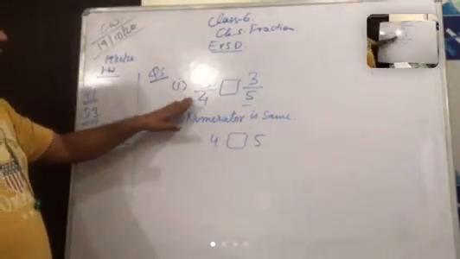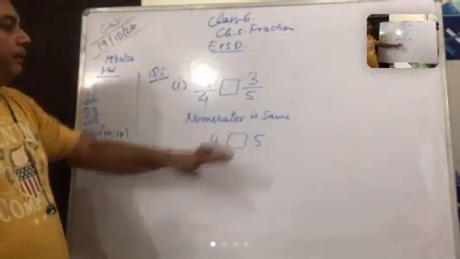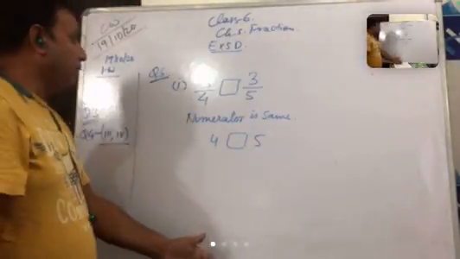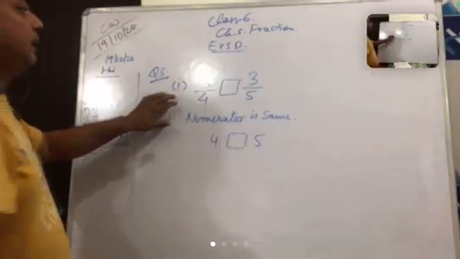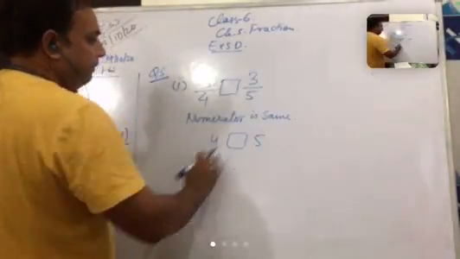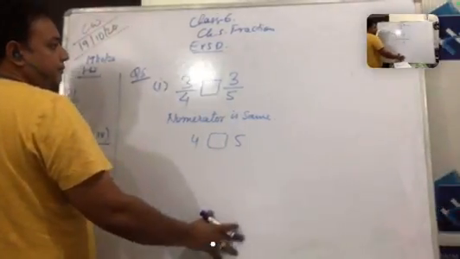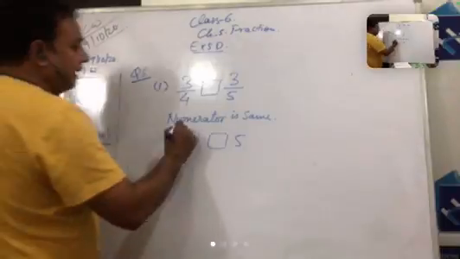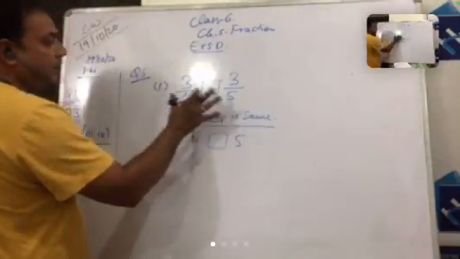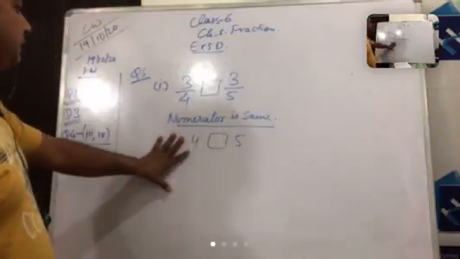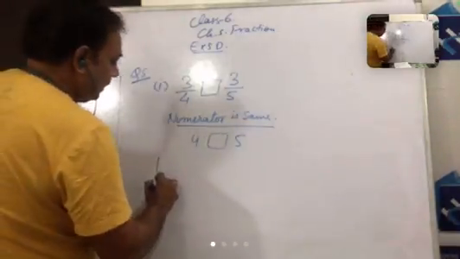You can write the numbers from your copy. बुक से लिखो, बुक से अपना क्वेश्चन कॉपी करो. Question number 5 first: 3 upon 4, 3 upon 4 box 3 upon 5. The numerator is same. Now the numerator is same, then we can compare the denominator. So first I explain this.